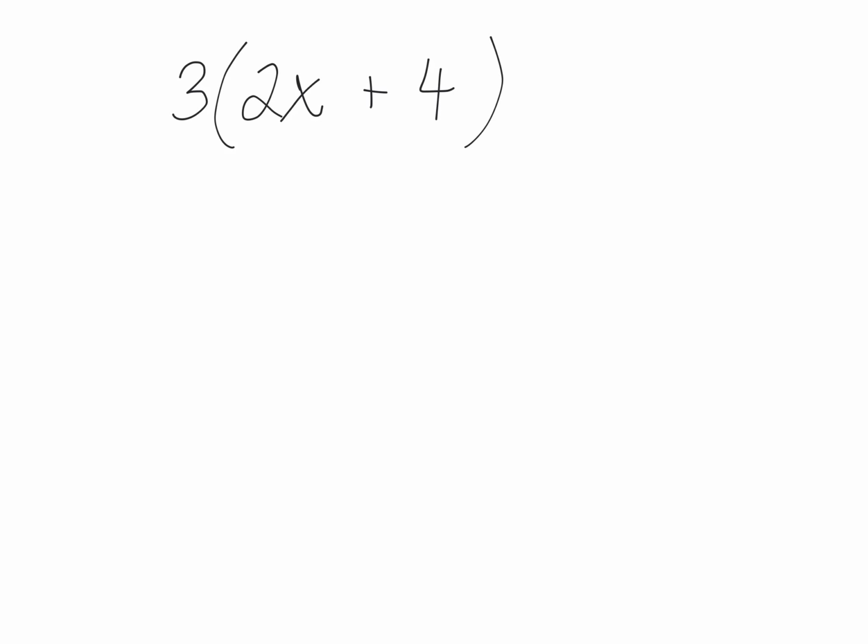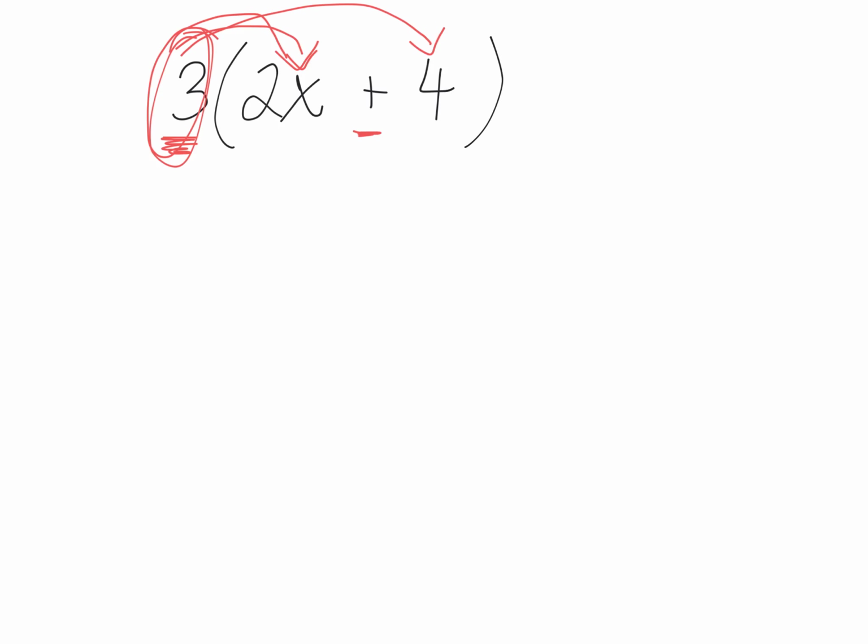So we would read this as 3. I'm multiplying 3 times the 2x, and I'm multiplying 3 times 4. I'm multiplying whatever's outside the bracket. Okay, it's 3 multiplied by everything inside the bracket, right? So what's the first step here? I need to take 3 and multiply it by 2x.